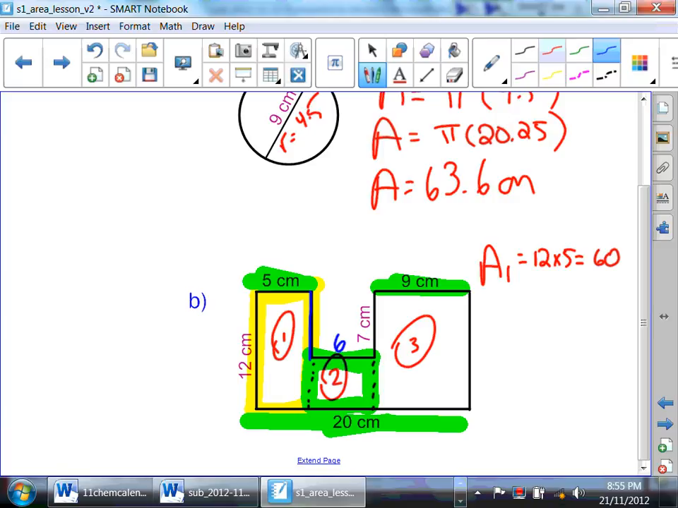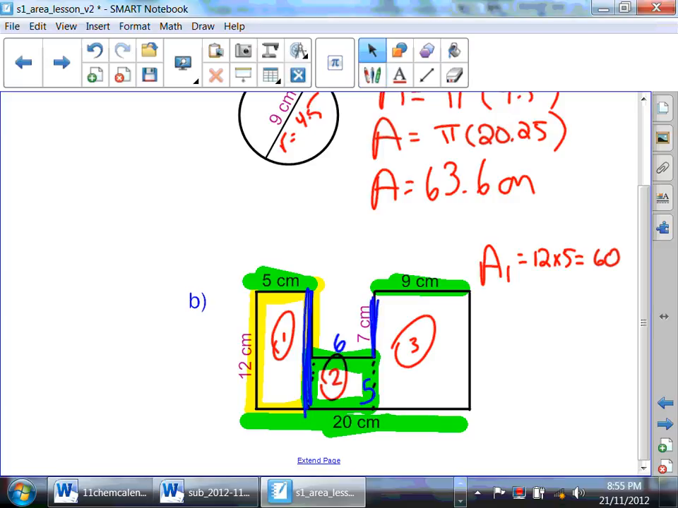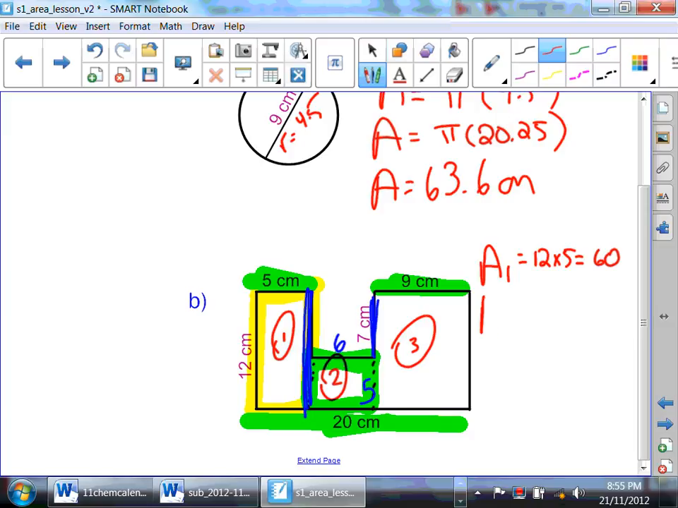Likewise, this whole thing here is 12. We know that this is 7, so that means that this piece right here is going to be 5. So we know that the length and the width of area 2 are going to be 6 and 5. So area 2 is 6 times 5, which is 30. So for area 2, we have to do a little bit of work to figure out what the length and the width were. Now, let's try area 3.